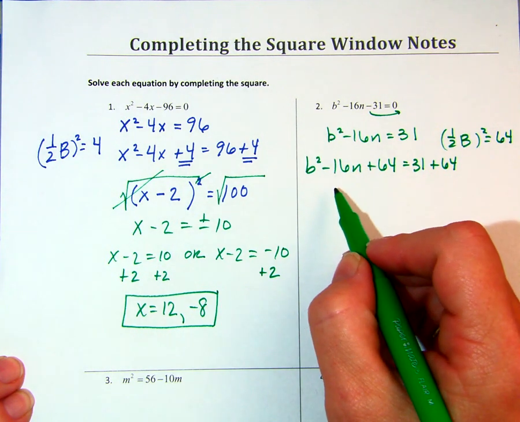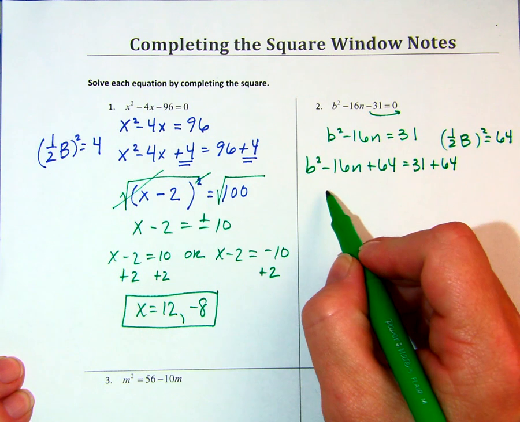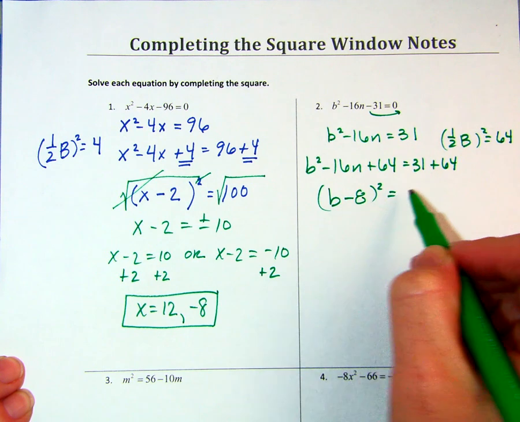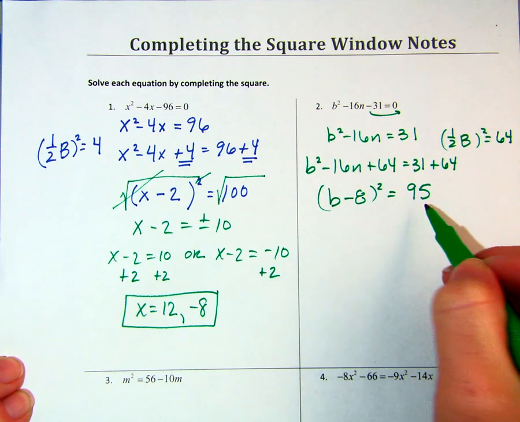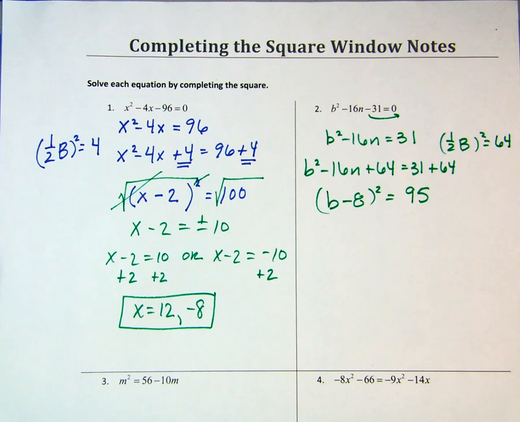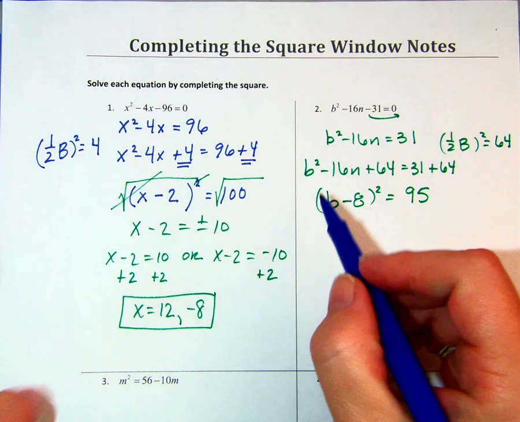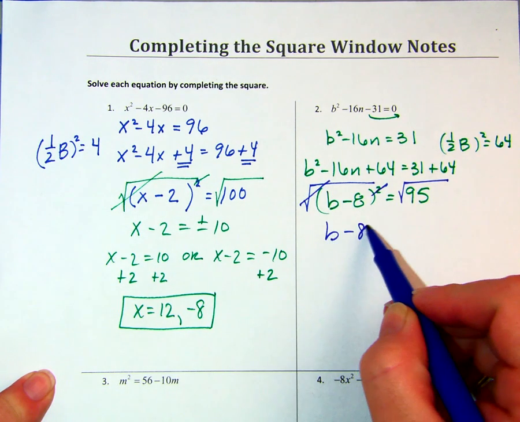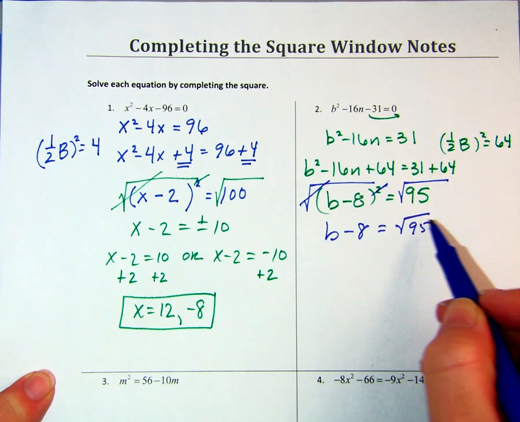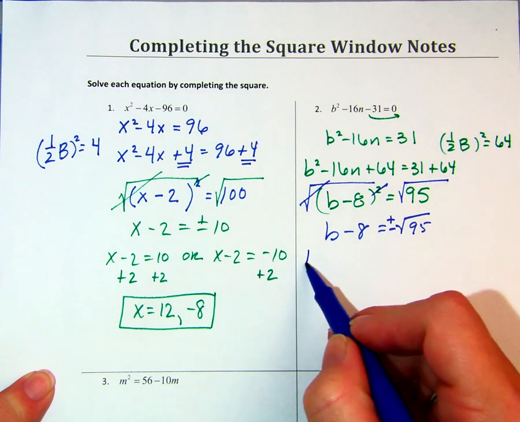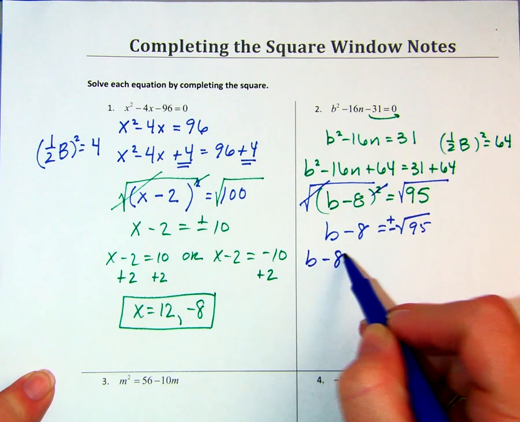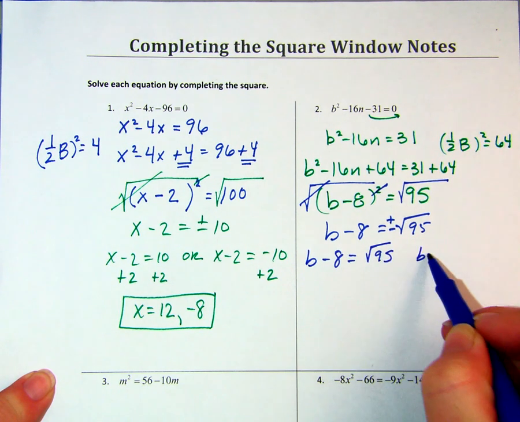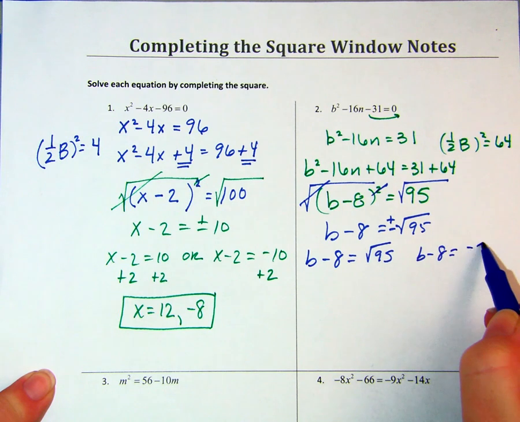This gives me b minus 8 squared equals 95. When we take the square root of both sides, b minus 8 equals the square root of 95, plus or minus. So then we have two equations, b minus 8 equals the square root of 95, or b minus 8 equals the negative square root of 95.